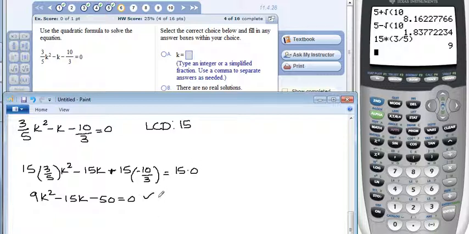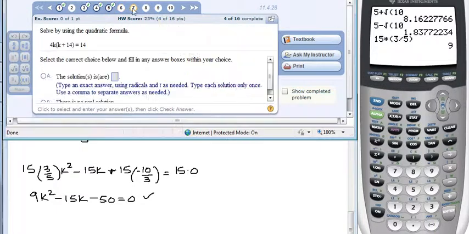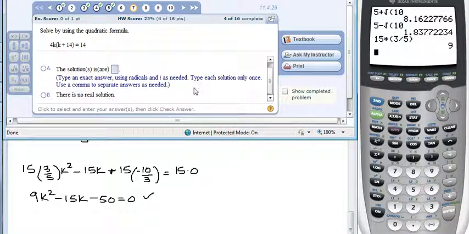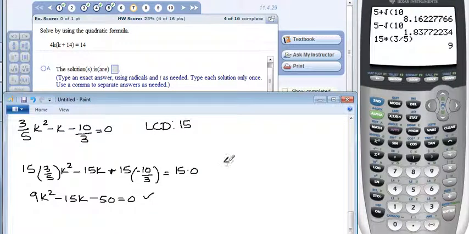Work with this one instead. Yeah, you've got some bigger numbers, but they're not fractional. So plug that into the quadratic formula and go from there. Okay? Not going to do all these for you. All right, same thing here. Using radicals and i as needed, but then there's no real solution. Interesting.